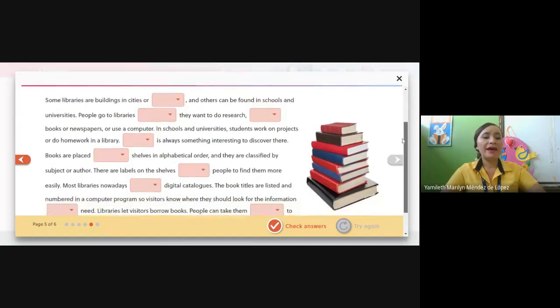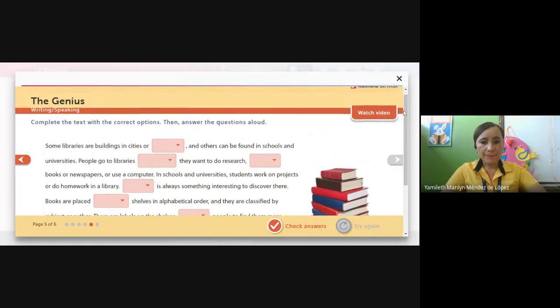Here we have a large text. Be careful with the words you choose and read the instruction. This is writing and speaking. Here, I need your participation. If you want to discuss whether the correct option is this or that, you can do it. If we make mistakes, we are going to try again. Don't worry. Complete the text with the correct options. Then answer the questions aloud.